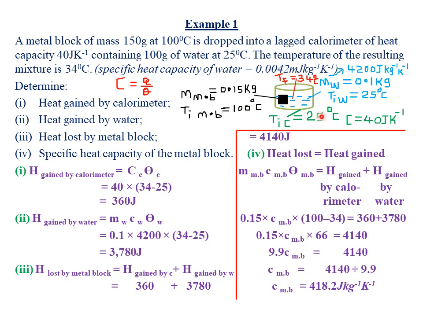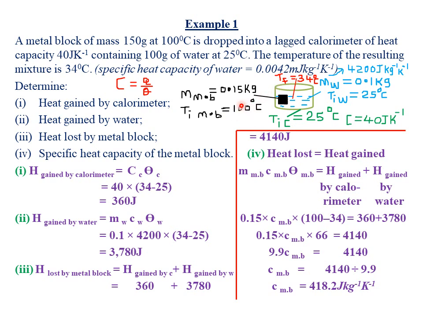But the calorimeter and the water were both initially at 25 degrees Celsius, and the final temperature is 34. If a substance has an initial temperature which is less than the final temperature, it shows that the substance gained heat. Therefore, we can conclude that both the water and the calorimeter, because they were initially at a lower temperature and the final temperature of 34 is higher than 25 degrees, both gained heat. So the only substance that is losing heat is the metal block, because its initial temperature is far greater than the final temperature.